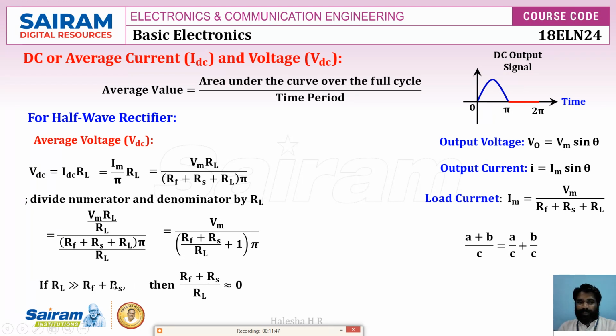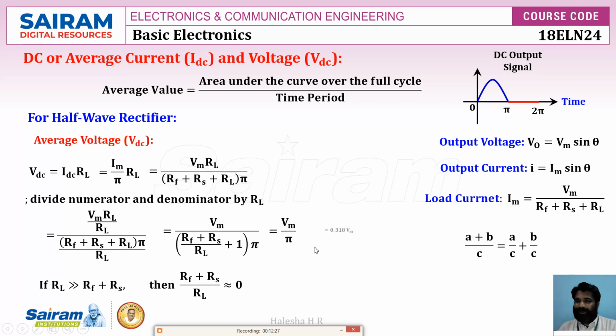If RL is very large compared to RF plus RS, the ratio becomes approximately equal to 0. For example, if RF plus RS is 1 and RL is 100, 1 divided by 100 is 0.001, which we consider approximately 0. So that term becomes 0, the remaining is 1, into pi. So it reduces to Vm by pi. VDC is equal to Vm by pi.